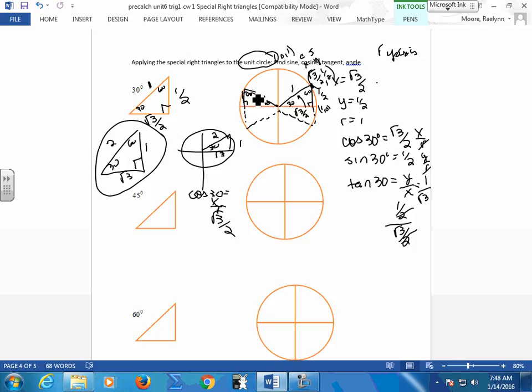So therefore, should my sine, my cosine, and my tangent be the exact same for this angle? In degrees, what would this angle be? If this is 30 and this is 180, what would this angle be? Good. So shouldn't the sine, the cosine, the tangent be the same as 150? Yes. Yes and no. Why no?